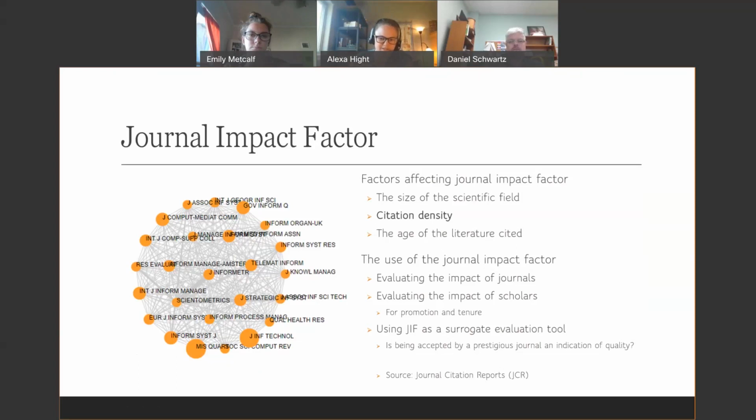The use of the journal impact factor can help in evaluating the impact of journals. It is used in evaluating the impact of scholars for promotion and tenure purposes, and also in some cases for recruitment. Some institutions will hire researchers if they already have a high impact number. But it's really not an indication of quality, in my opinion, and according to science. It's really not evidence-based. This journal impact factor is problematic in so many ways.